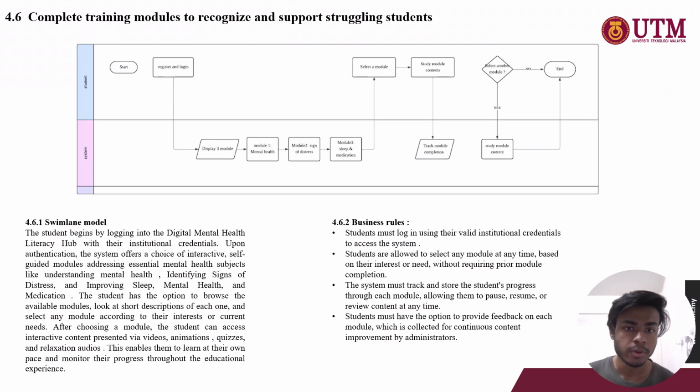To complete the training model to recognize and support struggling students, the student begins by logging into a digital mental health literacy hub with their institutional credentials. The student should log in with authentication credentials. The system offers a choice of interactive self-guided modules addressing essential mental health subjects like understanding mental health, identifying signs of distress, and improving sleep. So these three modules each have different topics.